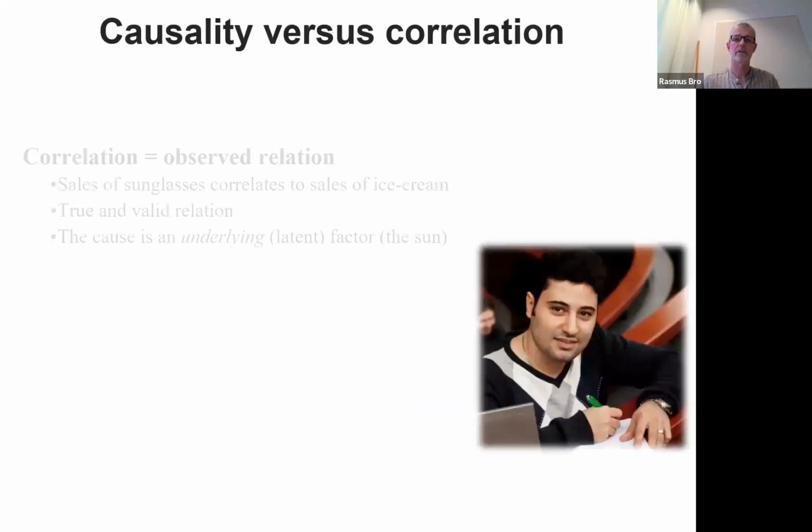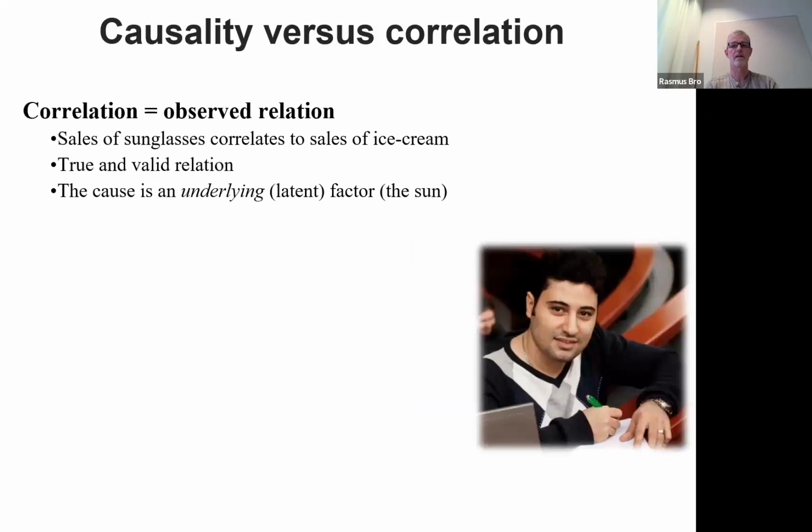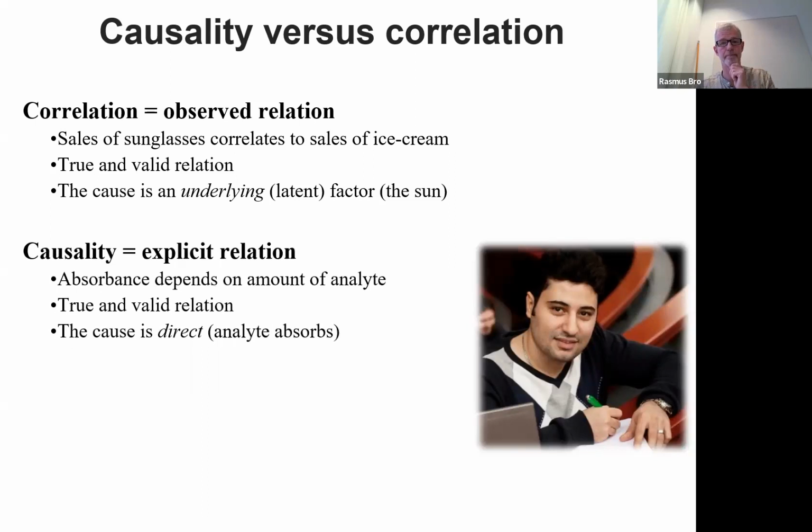Now, the last thing I want to talk about is causality versus correlation. If you look at the sales of sunglasses, that's correlated to the sales of ice cream. That's a real relation. It's indirect, but it's a real relation. And I can predict how many sunglasses are sold from the sales of ice cream. I only need correlations in order to be able to predict.